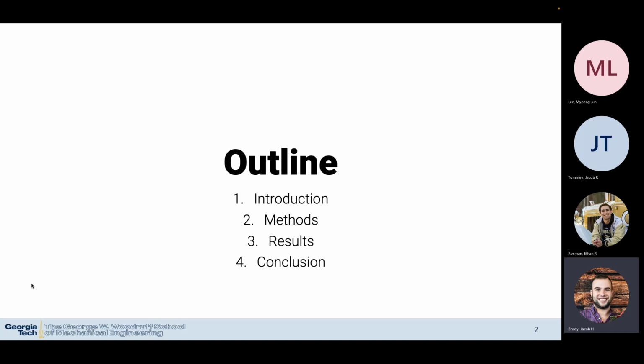To begin, we're going to introduce the IC Engines problem. We're going to display some methods that we are going to implement to resolve and find a solution. We're going to present our results and some conclusions moving forward.